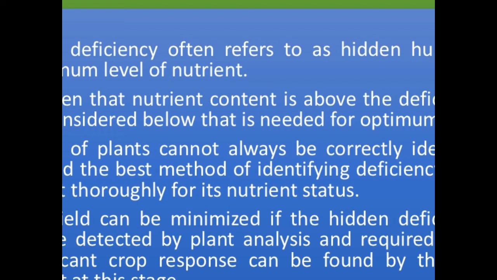Hidden hunger of plants cannot always be correctly identified by visual observation, and the best method of identifying deficiency is to test the plant thoroughly for its nutrient status. Loss of crop yields can be minimized if the hidden deficiency of certain elements can be detected by plant analysis and the required nutrient can be applied. Significant crop response can be found by the application of the specific nutrient at this stage.